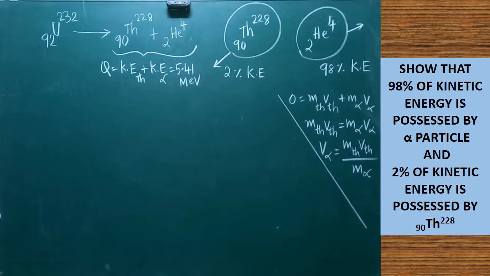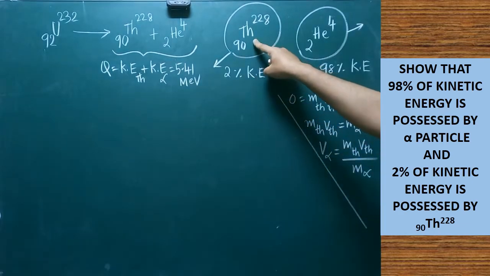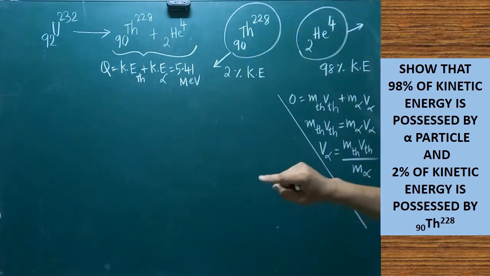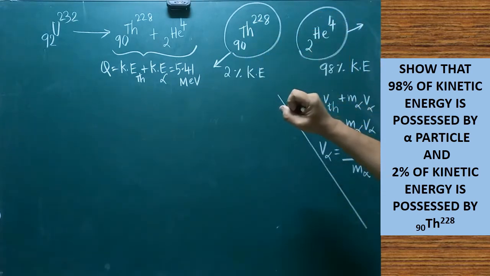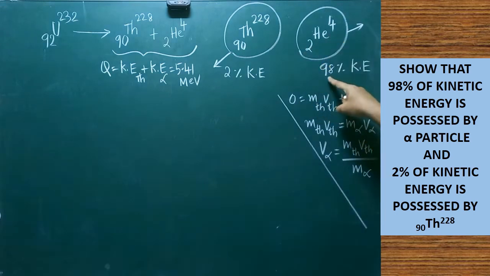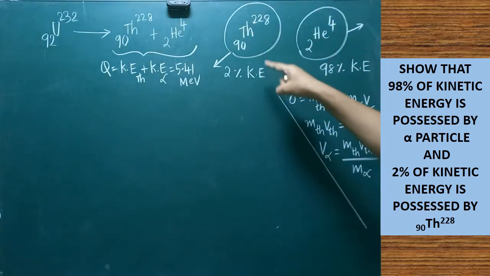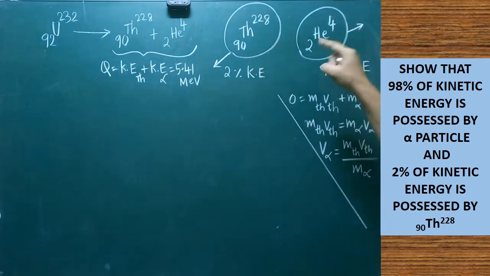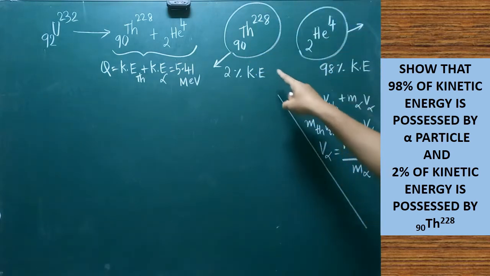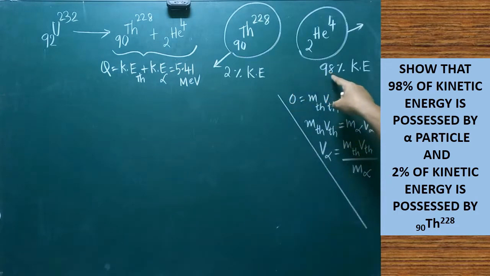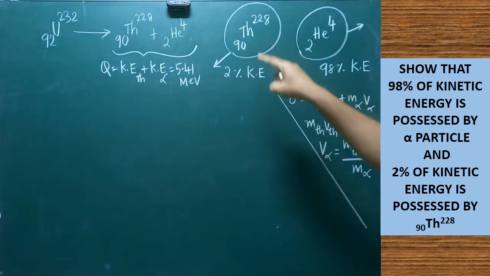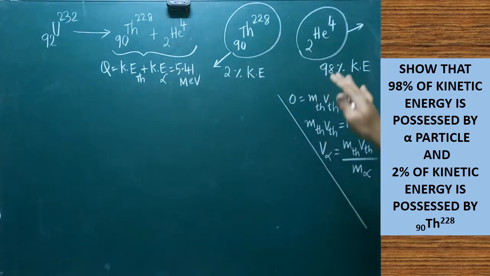In the alpha decay process, the daughter nucleus thorium and the alpha particle will both move in opposite directions and have kinetic energy. Here the alpha particle will have 98% of the kinetic energy of the both, and the thorium will have just 2% of the total kinetic energy of the both. Are you clear? So we are going to prove that 98% of kinetic energy is possessed by alpha and 2% of kinetic energy is possessed by thorium. So this is the thing to be proved.